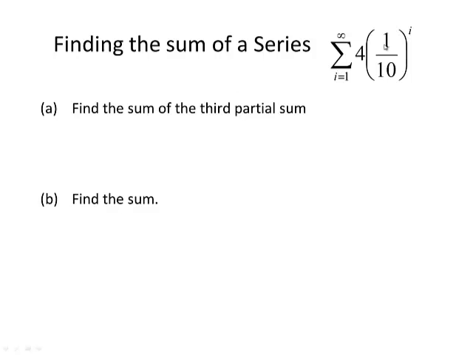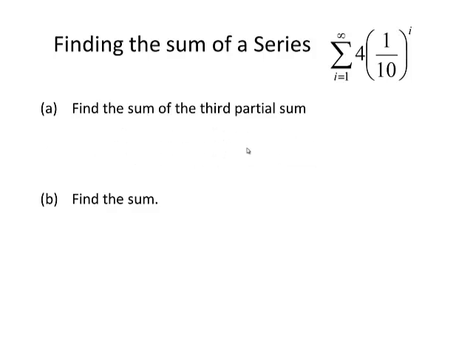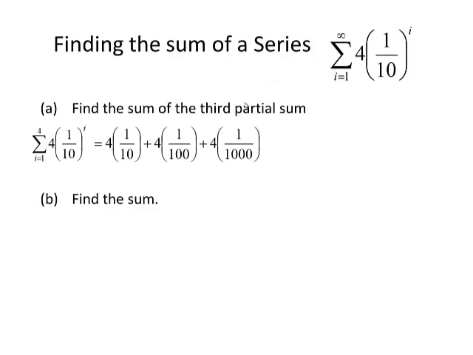So you're going to put 1, 2, and 3 in for i, and you're going to get 1, 2, 3. Nope, it's only the first 3. Okay, so you want the third partial sum, so you want the first 3. So it'll be 10 to the 1, 10 squared, which is 100, 10 cubed, which is 1,000. Writing these as decimals, you're going to get 0.444.